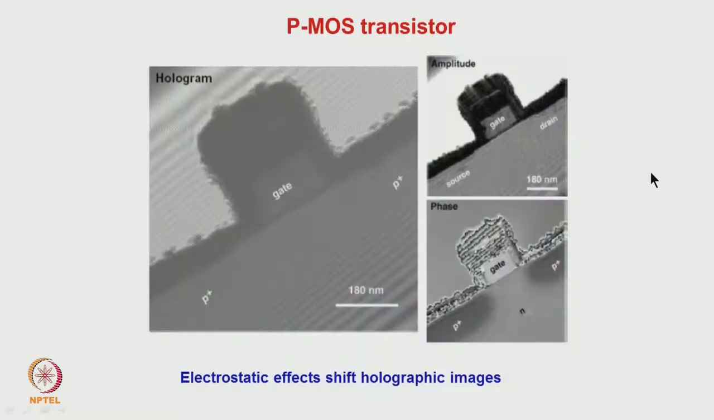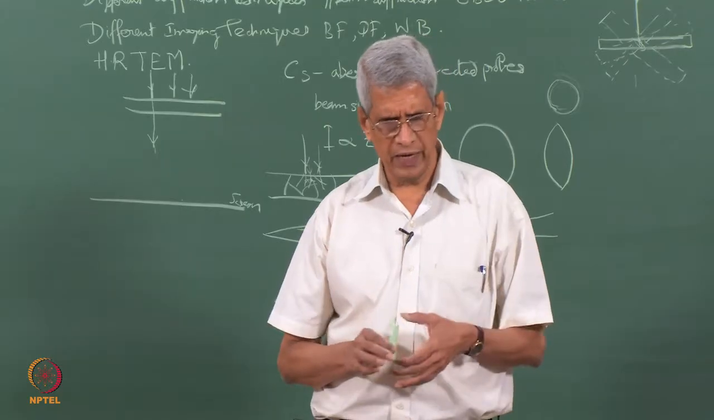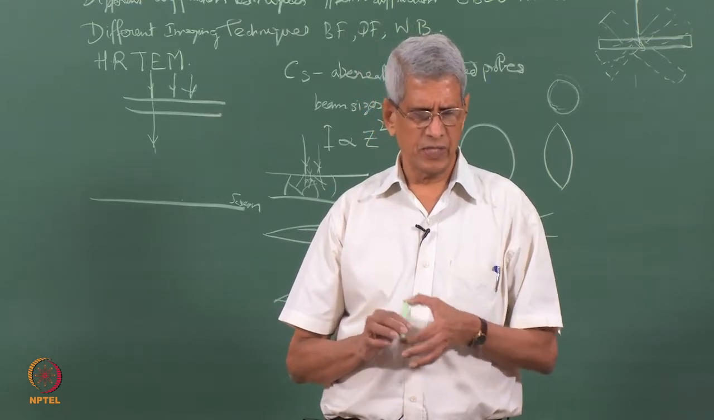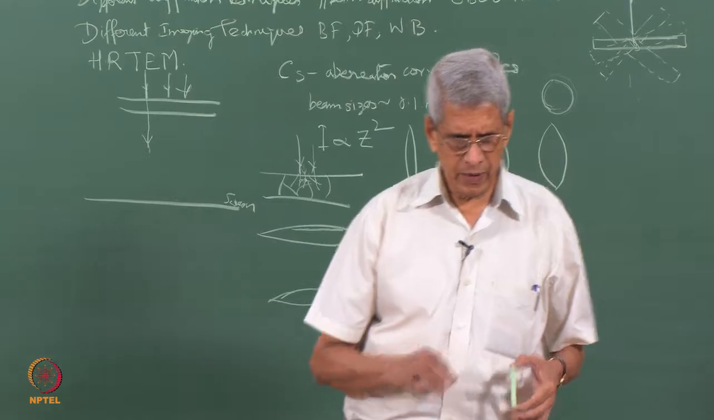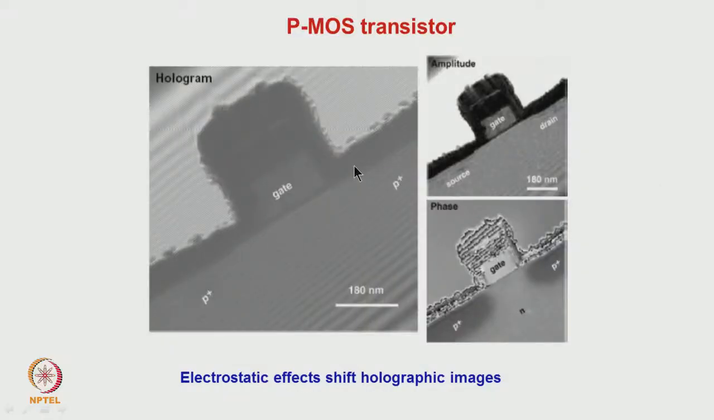This is another example, a hologram of a PMOS transistor which has been taken. This is the holographic image. Then how do we get information from the hologram? Because we use a reference beam, though this hologram has been generated using an electron microscope, to reconstruct the sample information, we can use any beam. It could be a laser beam, or we can use a computer to do some mathematical processing to get these images.